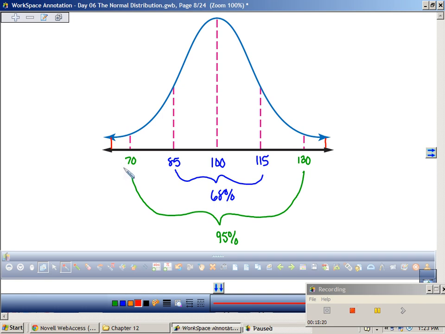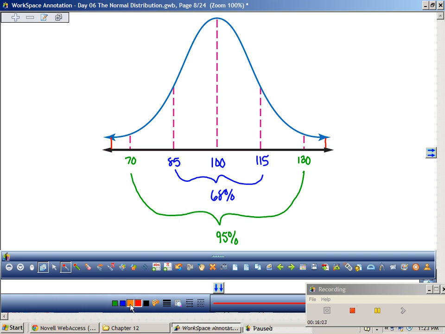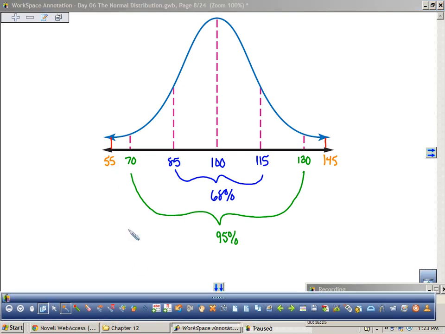How many standard deviations are there? Well, let's finish. So what would be the next standard deviation? 145. And this would be what? 55. And how much would that be?